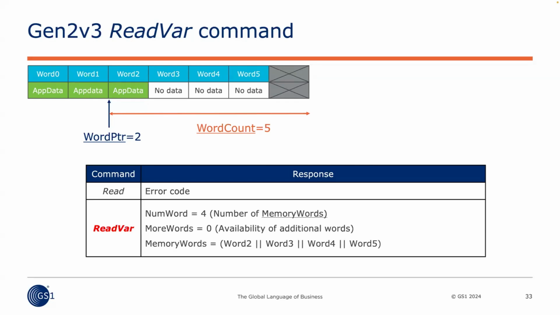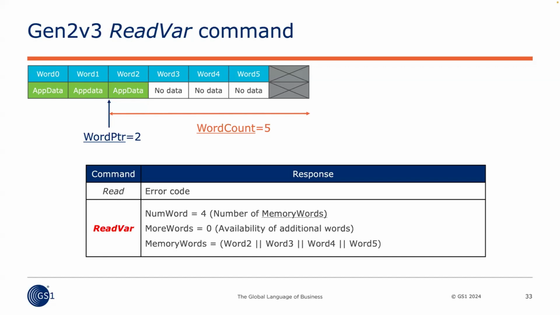So in this example here, we have the 6 words of user memory. We have 3 words of application data that are the first 3 words, 0, 1, and 2. We have 3 unused words of user memory, which is the words 3, 4, 5. And if we were to issue a read command where we set our word pointer to 2 and we ask for 5 words of memory, what would happen with the read command is that you would just get an error code.